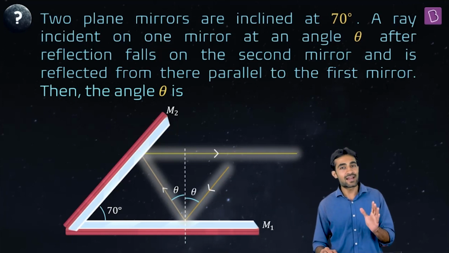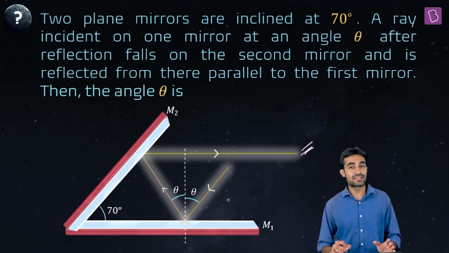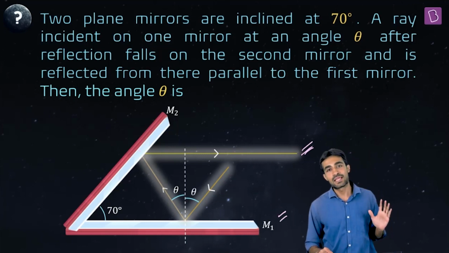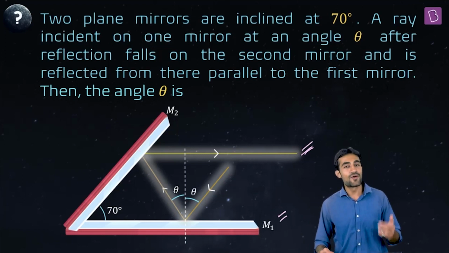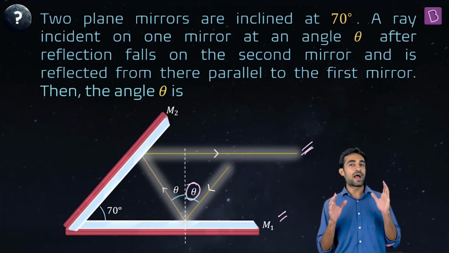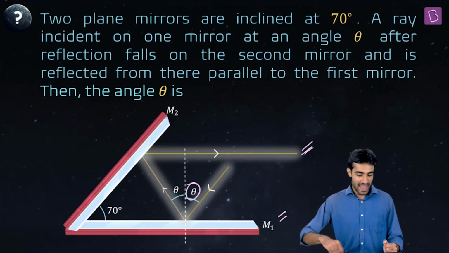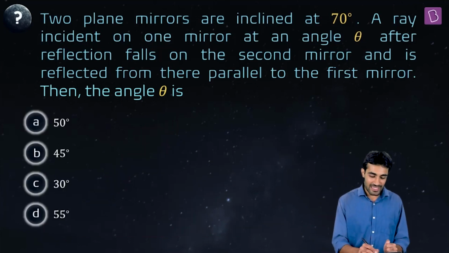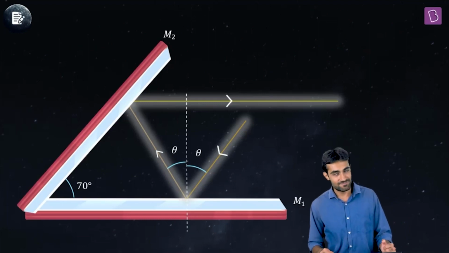So it is said that the final reflected light ray, this light ray, is parallel to the first mirror, this mirror. These two things are parallel. Find the angle theta. Got the question? We have to find out the angle theta. And these are the options. Good. Now let's see how to solve this question.